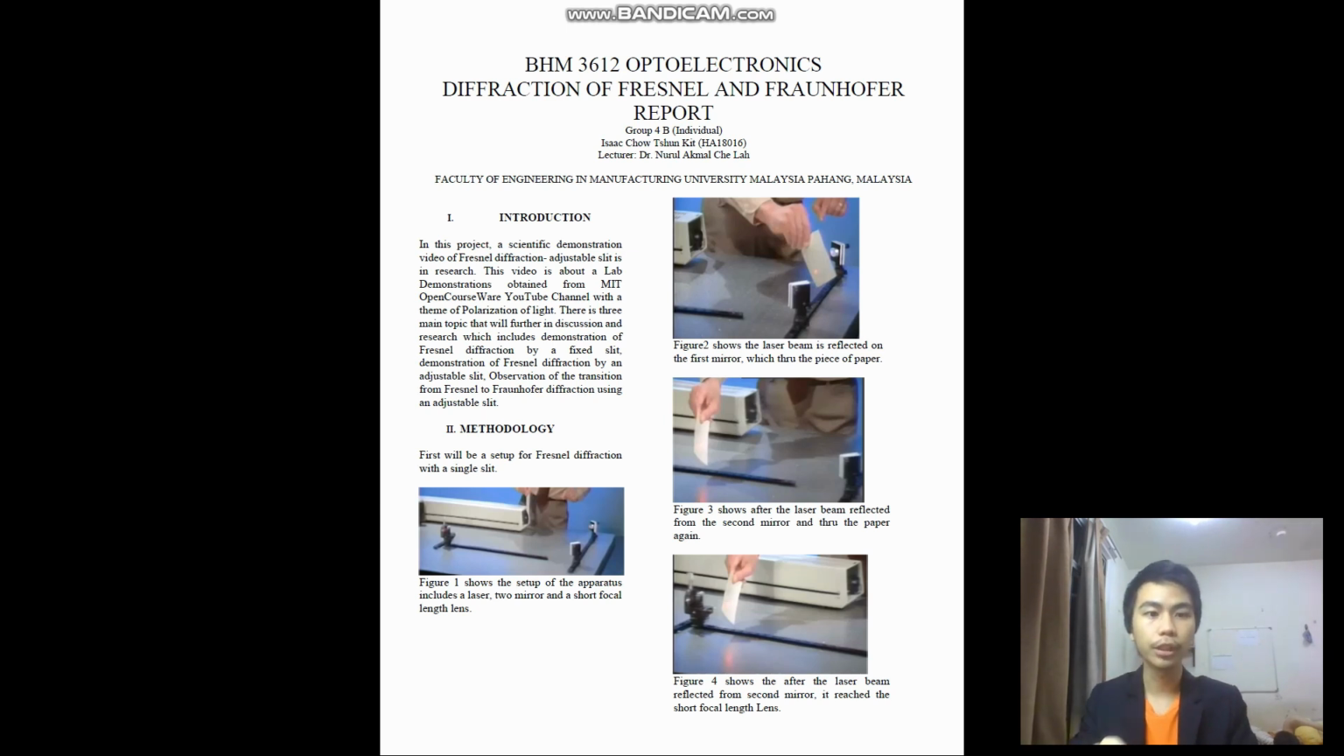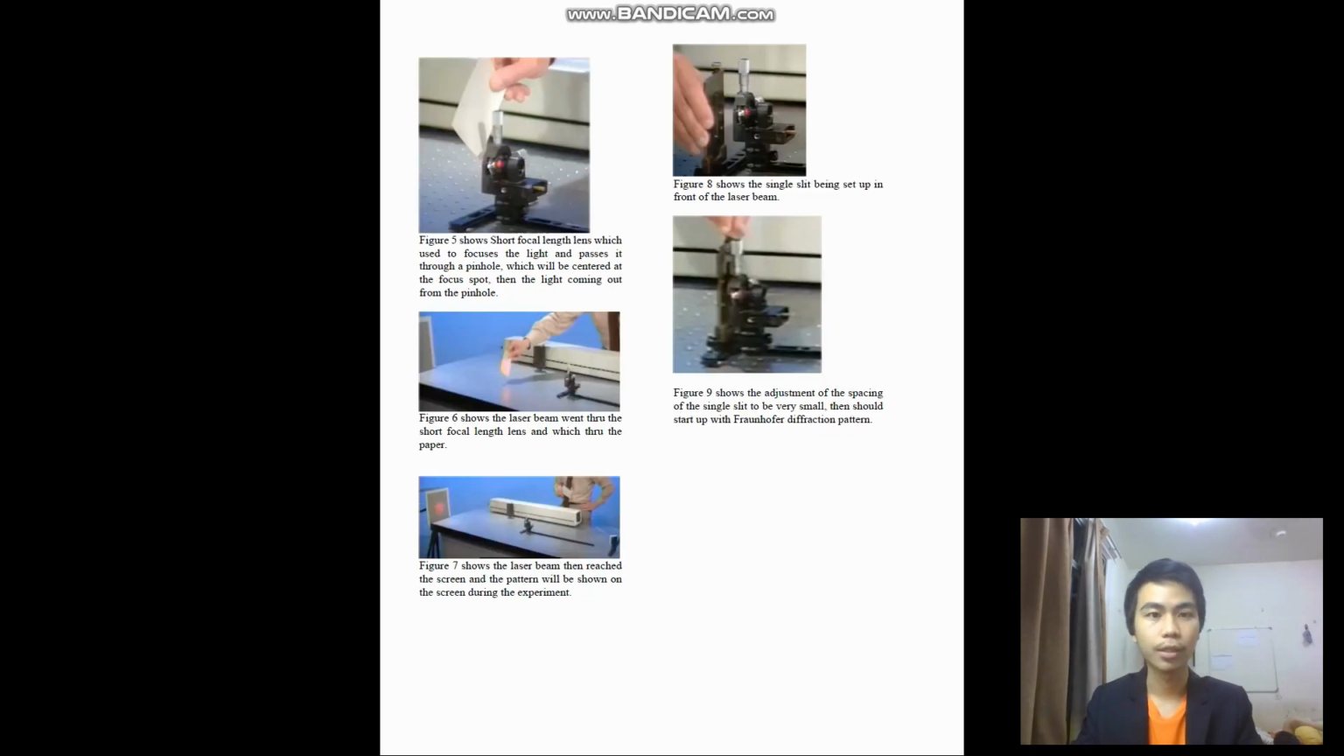For the methodology, first we set up the Fresnel diffraction, as shown, with a laser, then two mirrors, and lastly a short focal length lens and the screen. Firstly, we have to prove with a white paper that the first mirror is working, and the second mirror is working, and finally the third mirror reflects the laser to the short focal length lens. When the beam goes through the lens, it passes through the pinhole and is centered on the focal spot, whereby the light comes out from the pinhole and shows on the paper.